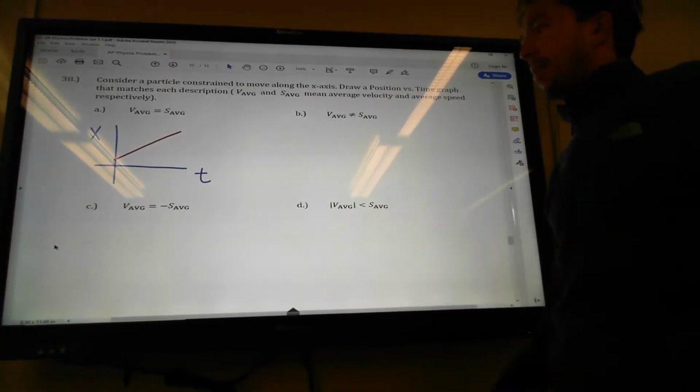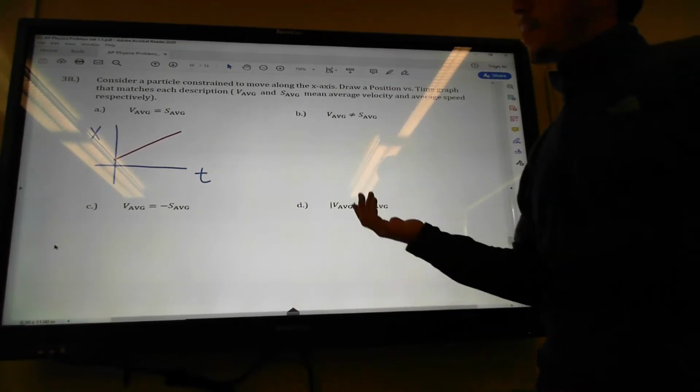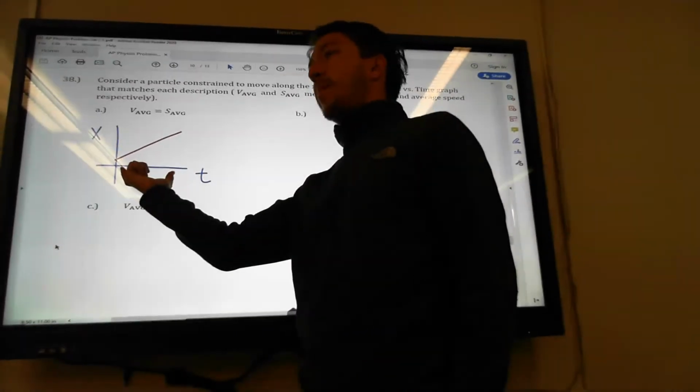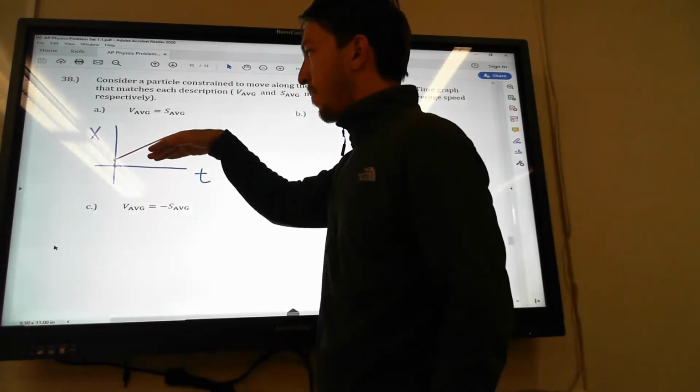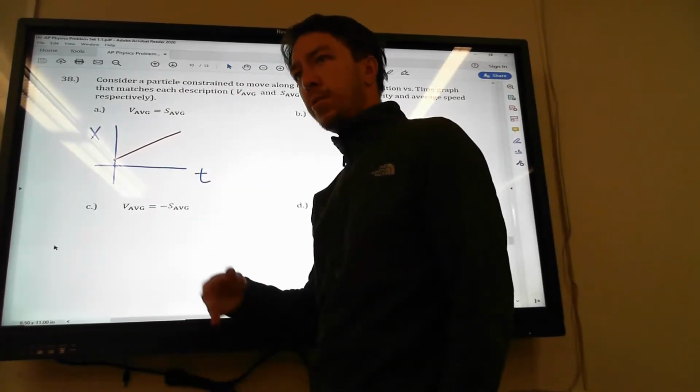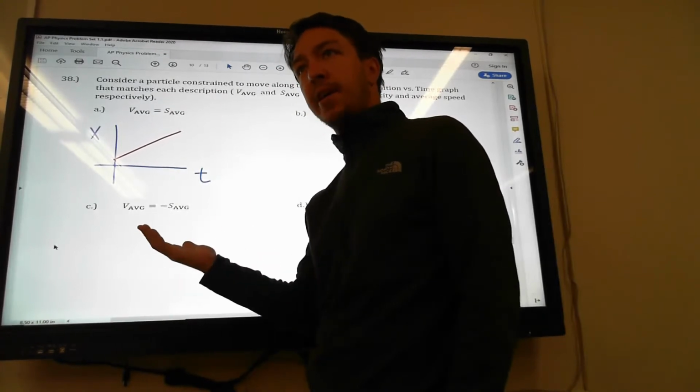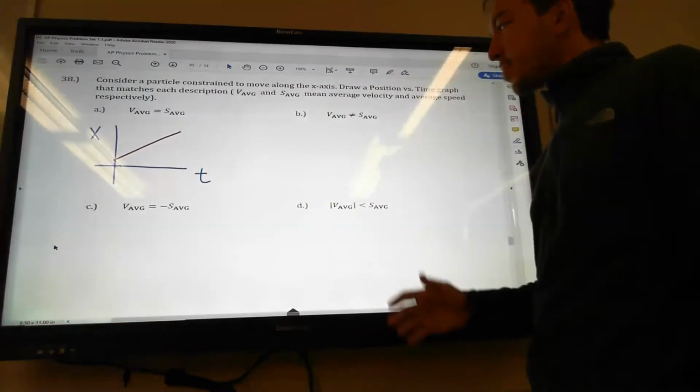So if it helps you to make up numbers, go for it. You could say my time interval could have been, say, 4 seconds. And I could have traveled 40 meters. And then do the calculation, you would have got 10 meters per second for velocity and for speed.